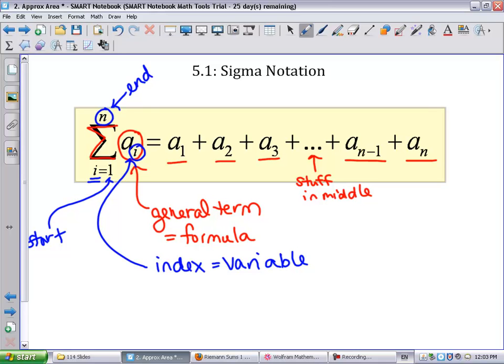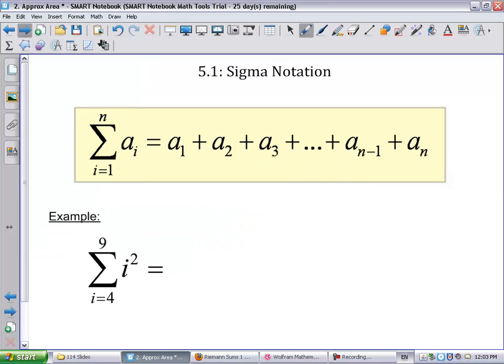So a sub 1, that means we took the formula a sub i and we plugged in 1 for i. And whatever number we get, that's the first term. And then we move up by 1. We go from 1 to 2. We plug in 2 for i in our general term. And that gives us our second thing we're adding up. Then we plug in 3, 4, 5, 6, and we stop when we get to whatever number is on top of the sum.